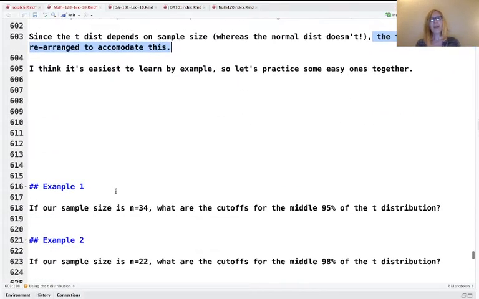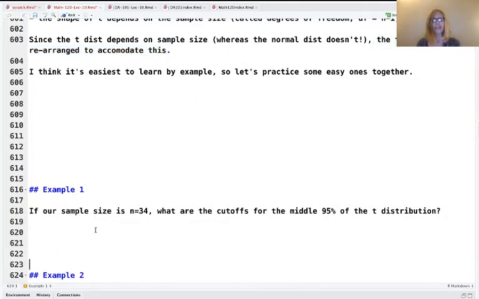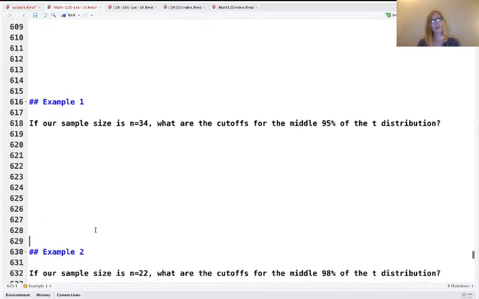Let's do a couple. How about number 1, for example? Number 1 says, if we're taking a sample of size 34, then what are the cutoffs for the middle 95% of the distribution? Okay, let's think about it.